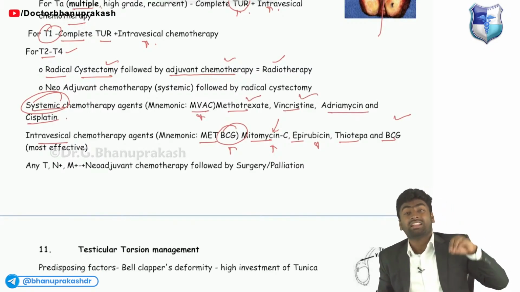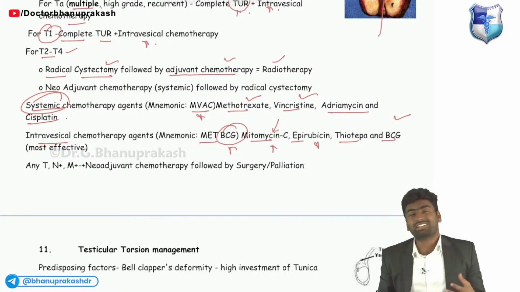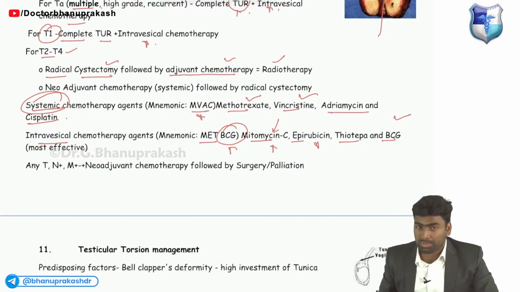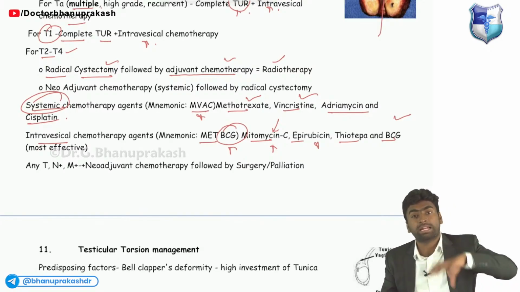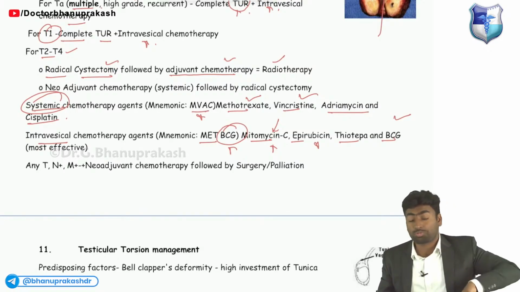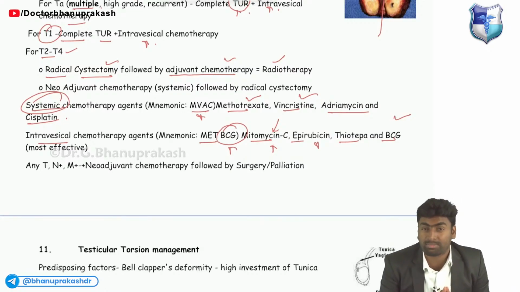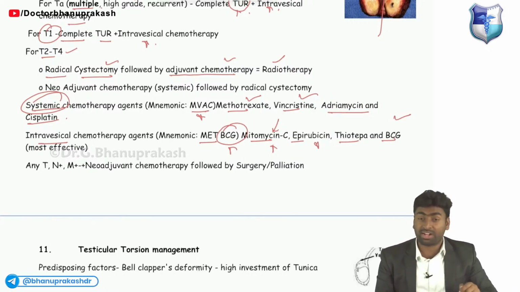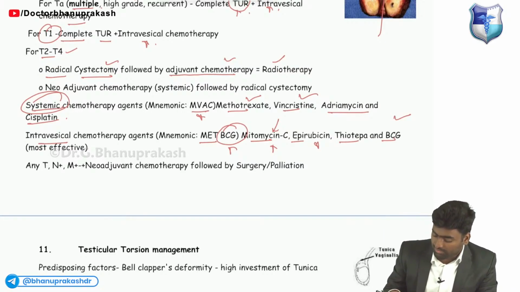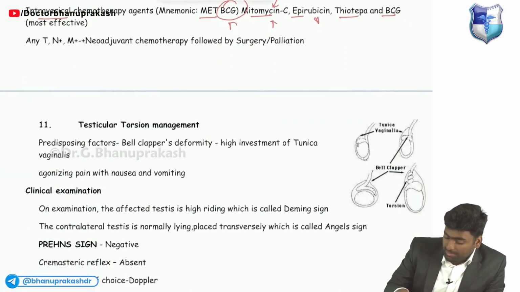So read this, because smoking causes lung cancer, which is acceptable. But tobacco usage causes bladder cancer. Smoking and tobacco usage cause bladder cancer. That's why there is an increase in the prevalence of bladder cancer, and that's why they are asking bladder cancer questions. So just remember this bladder part. Fine.